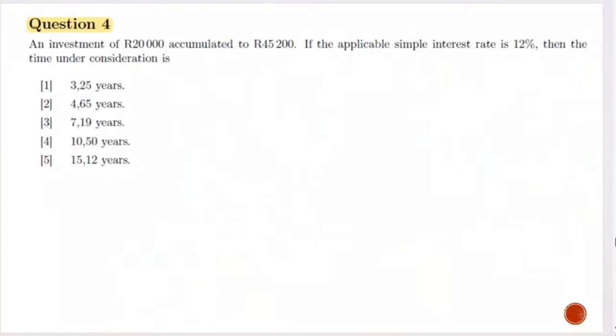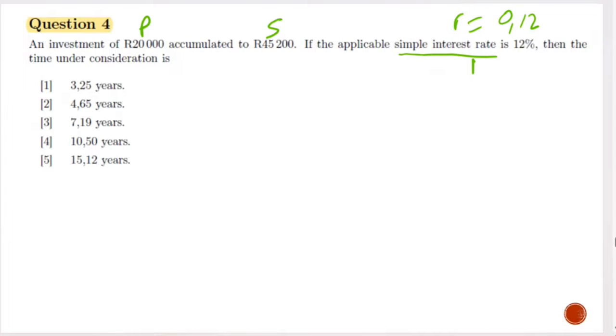Okay, let's decontextualize the question. An investment of 20,000 accumulated to, and this one is self-explanatory. This is your P, this is your S. Without even reading the full thing, it's straightforward. If the applicable interest rate, simple interest rate, you already know at the back of your mind, oh, I am working with simple interest discount. So now your R here is equal to 0.12.